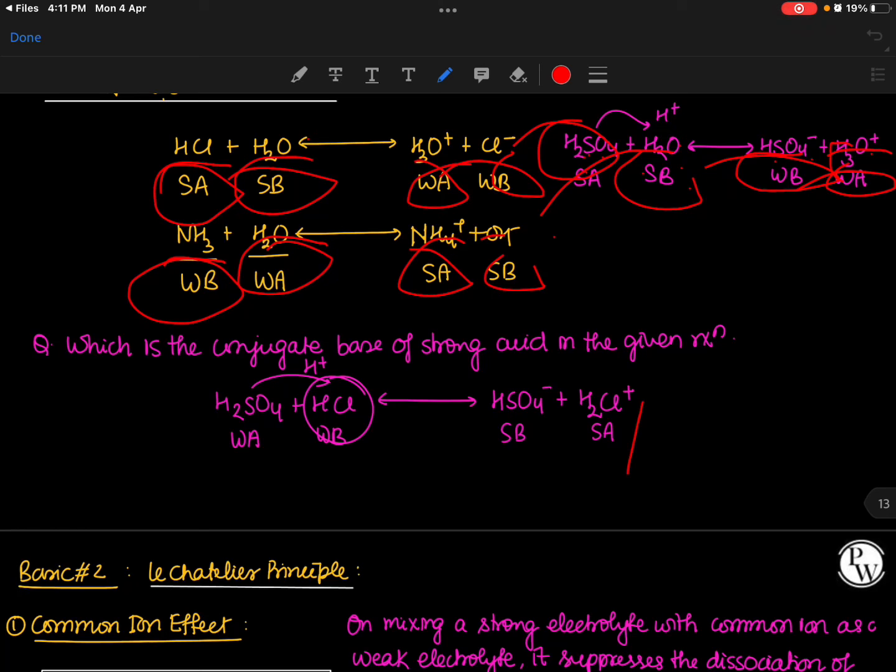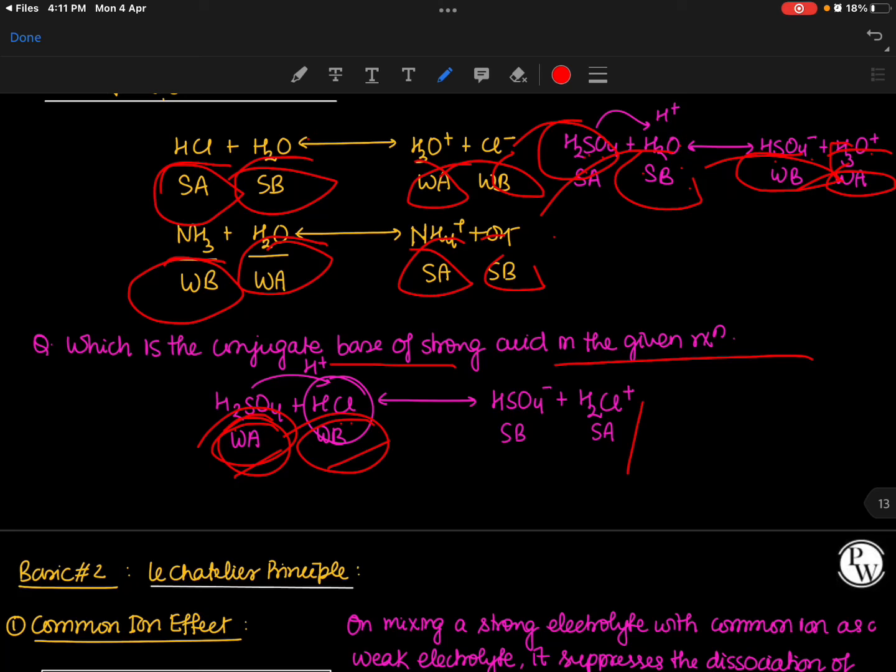Which is the conjugate base of a strong acid in the given reaction? H2SO4 is a strong acid, and HCl is a weak base. Both are of the same type, so we will not think anything and put the weak acid and the weak base.